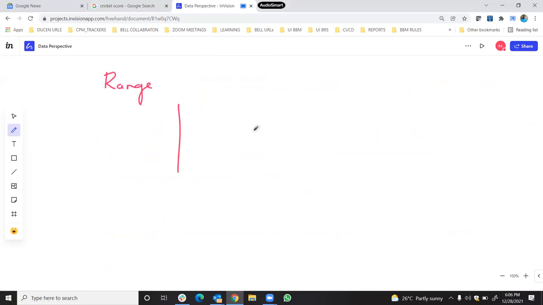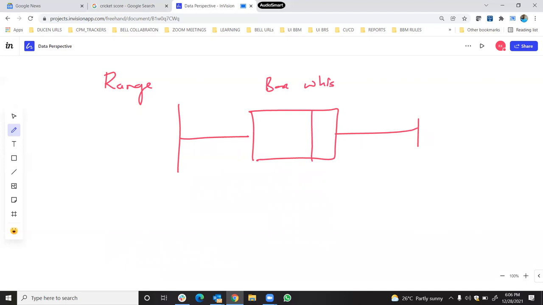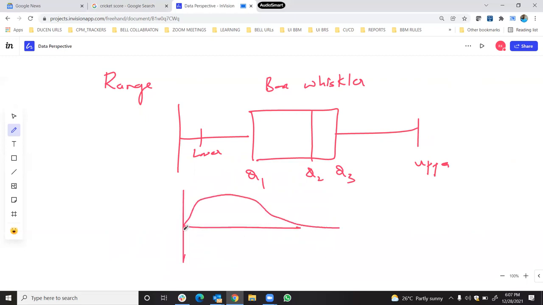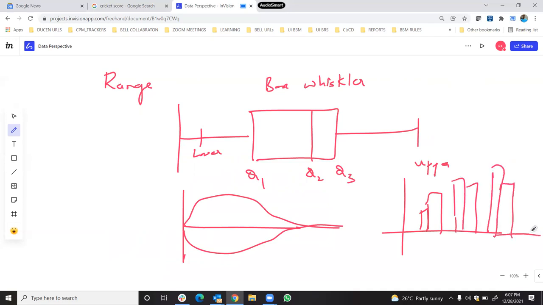Range is something for which you can use a box and whisker plot, right? Where you can easily show the quartiles. So this is your Q1, Q2, Q3. This is your upper bound, and somewhere you will have a lower bound. So one visualization is speaking about your entire data set, right? Likewise, you could have a violin plot, bar graphs, a heat map, and many more. We will look at these visualizations in the coming days.